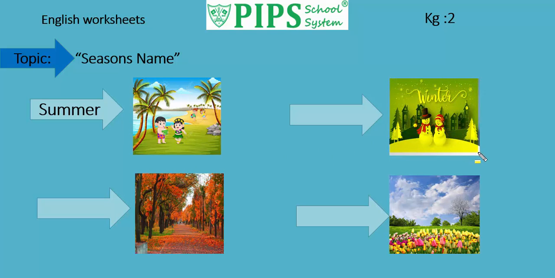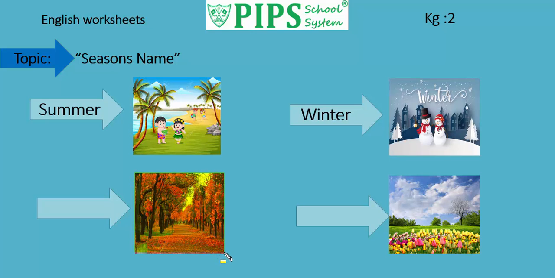The next picture is winter. Winter is very cold. We wear warm cloth in winter and we eat hot things. So here we will write the spelling of winter like this. WINTER, winter. Students, read with me. WINTER, winter.